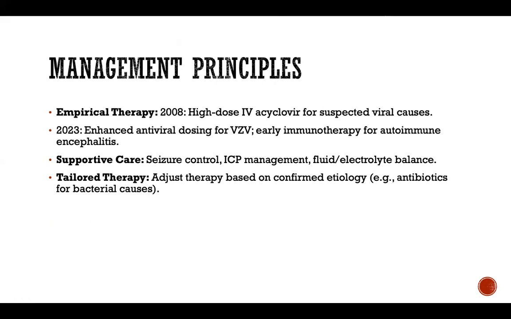Okay. So some of the management, the 2008 article talked about, and like you said, Dr. Gopal, high dose IV acyclovir for these suspected viral causes of encephalitis. Comparing to the 2023 article, we still use high dose acyclovir. And the newest approach now is early immunotherapy for the autoimmune causes of encephalitis.